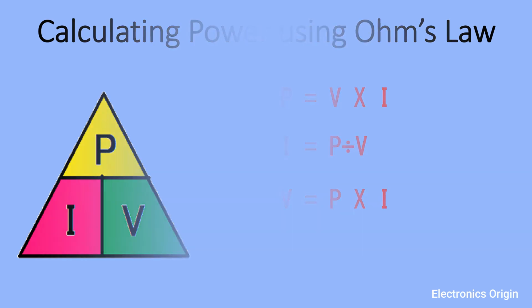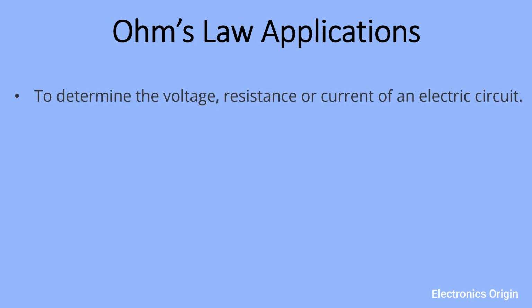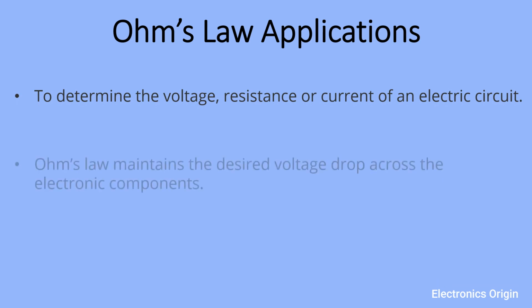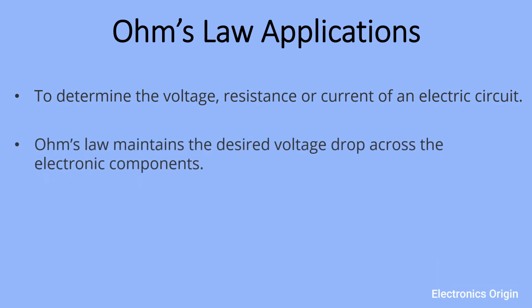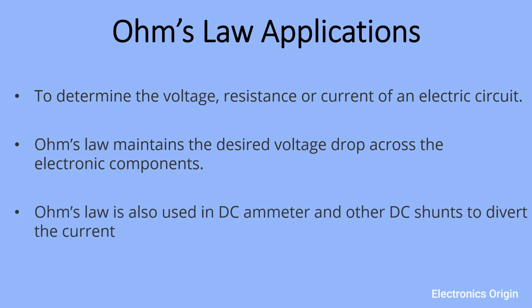Ohm's law applications. The main applications of Ohm's law are to determine the voltage, resistance, or current of an electric circuit. Ohm's law maintains the desired voltage drop across the electronic components. Ohm's law is also used in DC ammeter and other DC shunts to divert the current.